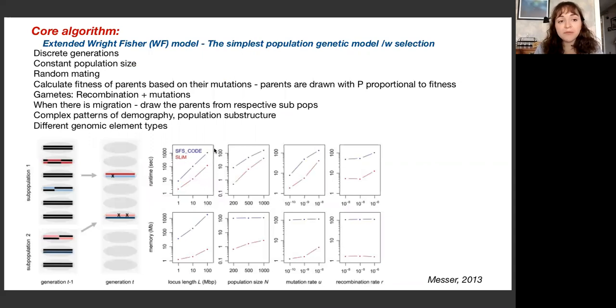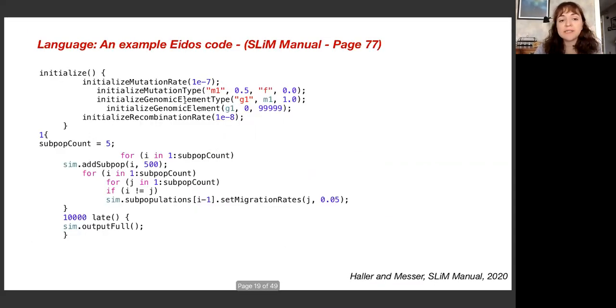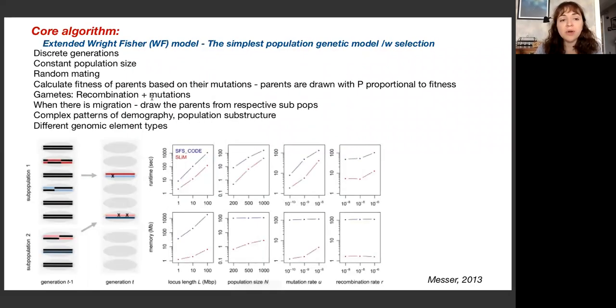But here, before writing the simulation, what we need to know is that, so here you write, for example, mutation rate, mutation type, genomic element type. So we need to know about what we are simulating in SLiM and what parameters we need. So in the basic format, you're doing an extended Wright-Fisher model simulation. It is the simplest population genetic model with selection.